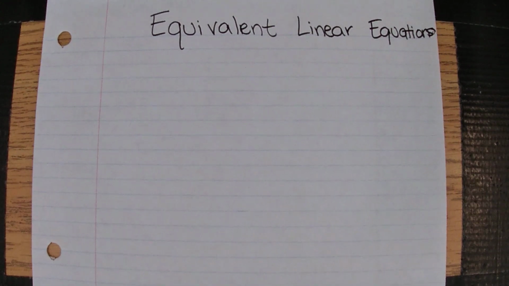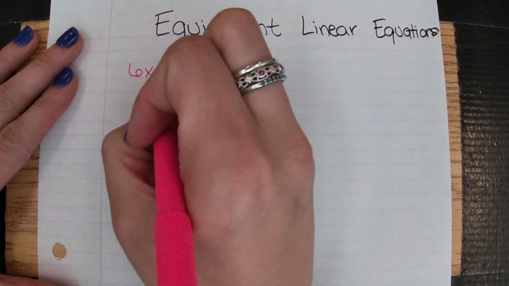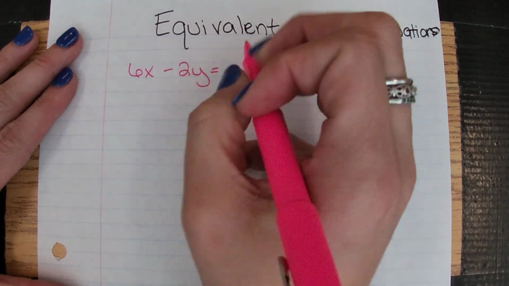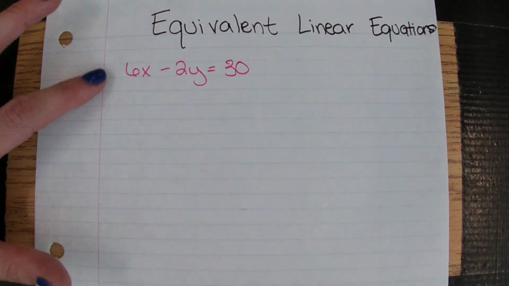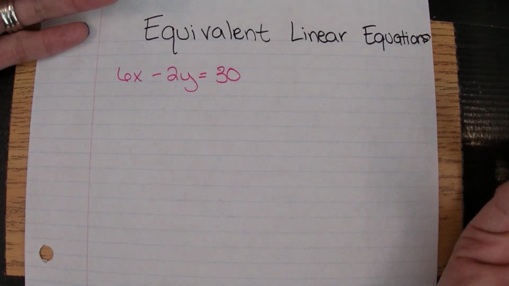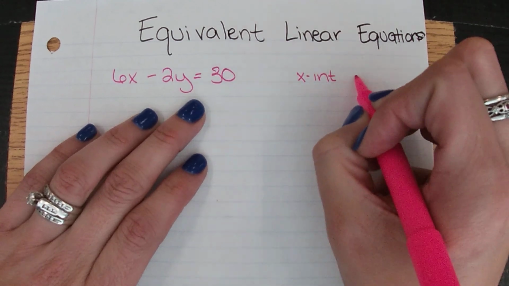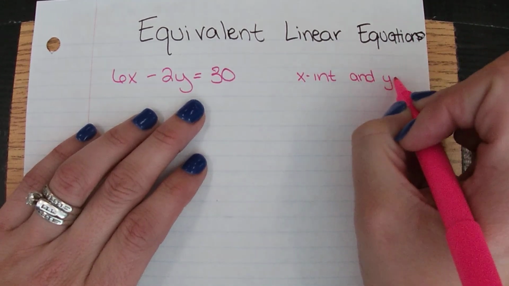Okay. So when we are looking at equivalent linear representations, there's one that we already definitely know for sure. That's one we've already talked about, and that is that we definitely know that we can go from standard form and we can turn this into slope-intercept form, right? When we are in standard form, this is a nice option for us to be able to find the x-intercept and the y-intercept.